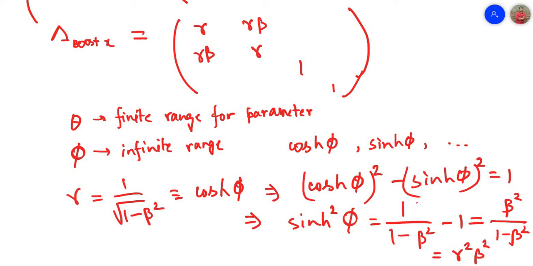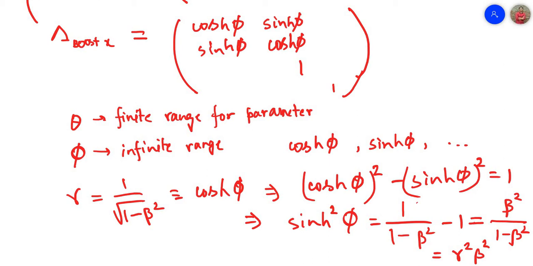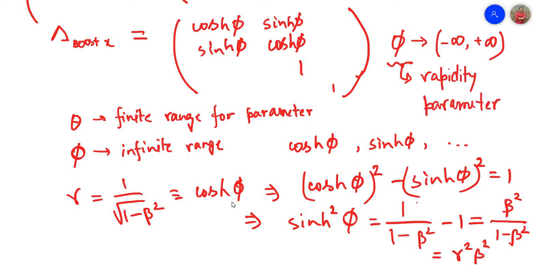And so, using this, we can rewrite our expression for the boost matrix by writing cosh and sinh as the entries, and then the matrix would look something like this: cosh, sinh, sinh, cosh. And notice that, as expected, phi in the hyperbolic trigonometric functions does have infinite range, and it ranges from negative infinity to positive infinity. And this parameter is called the rapidity parameter.